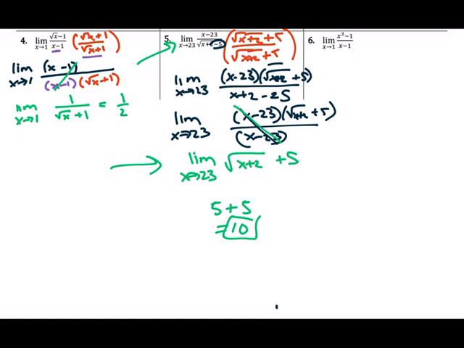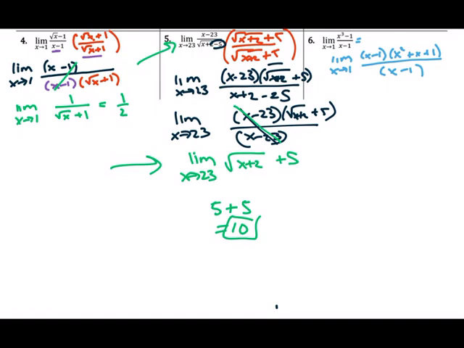Now, number 6 has no radical, and it gives me indeterminate form. So my best guess here is that I can likely use factoring, although many of you have likely forgotten how to factor perfect cubes. So this is going to be x minus 1 times x squared plus x plus 1, and that is going to be divided by x minus 1.